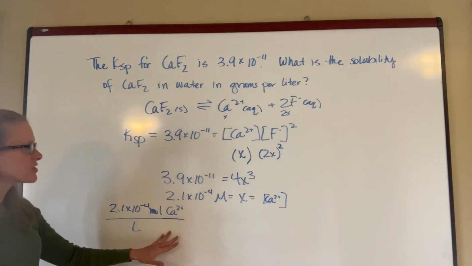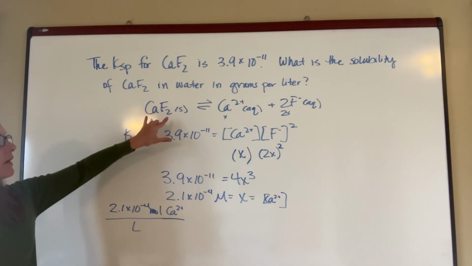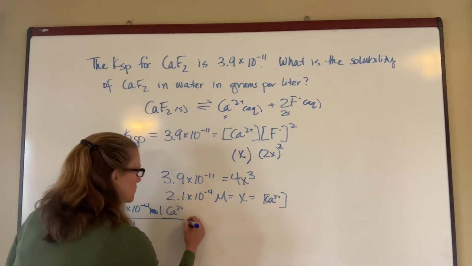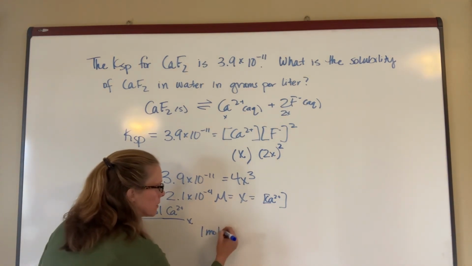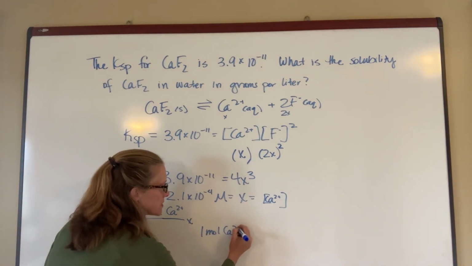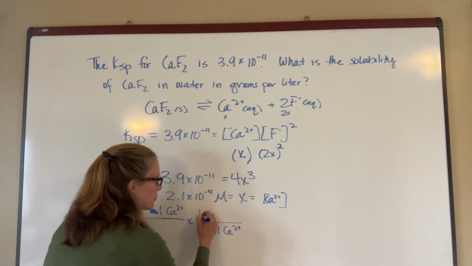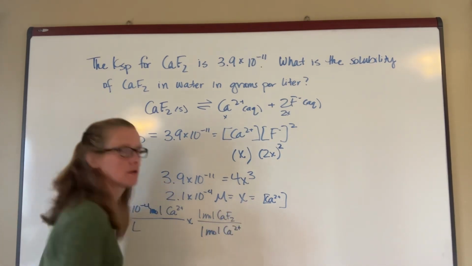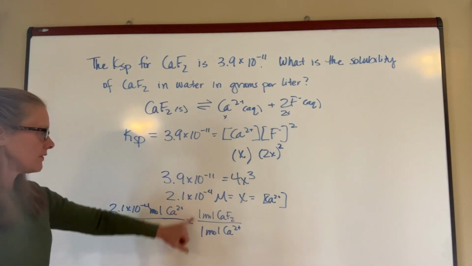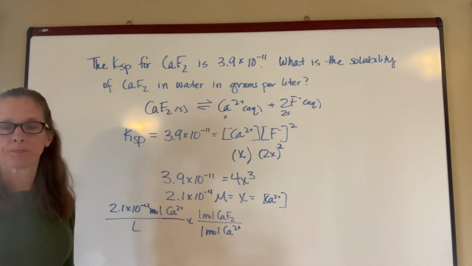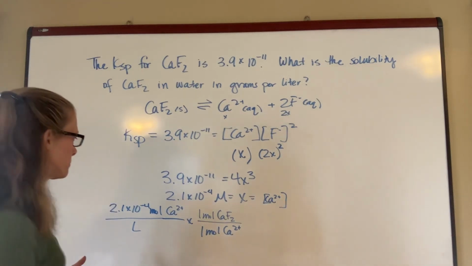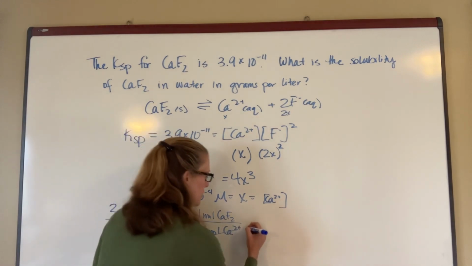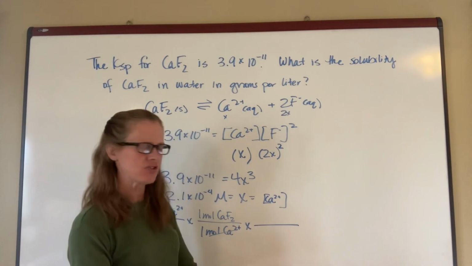But what I'm asked for is the solubility of the calcium fluoride. Well, from the balanced equation, I know that for every 1 mole of calcium ions, I have 1 mole of calcium fluoride that dissolved, okay? That just comes from this balanced equation up here. Now, it's pretty simple because I've got this canceled out. Now all I have to do is convert from moles to grams. And you've been doing that for ages already.